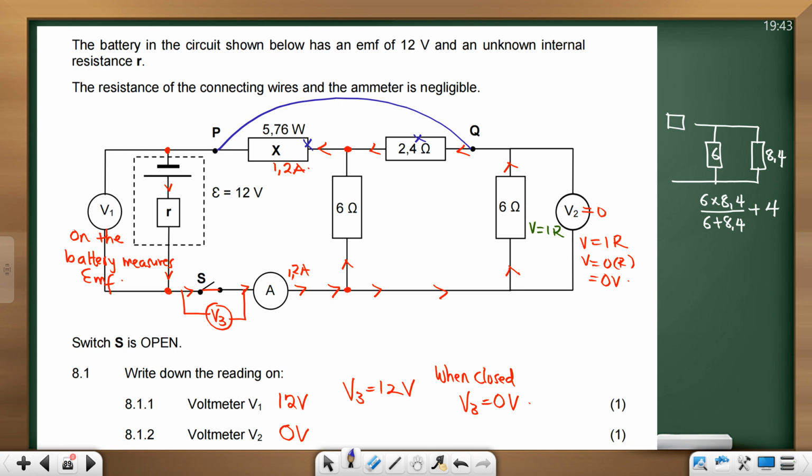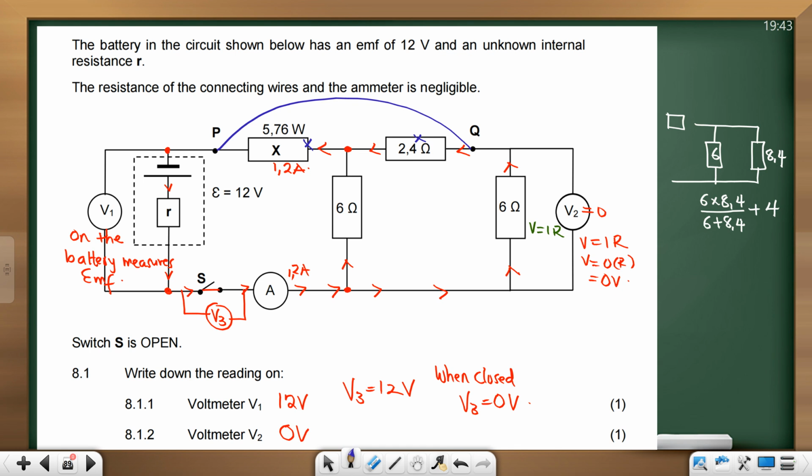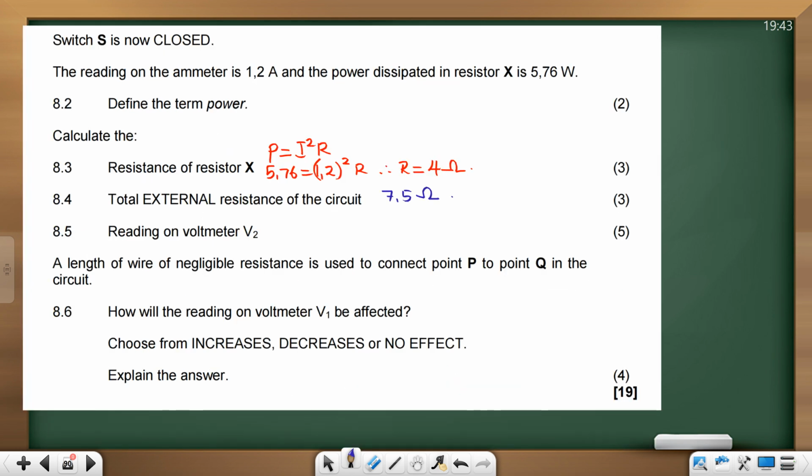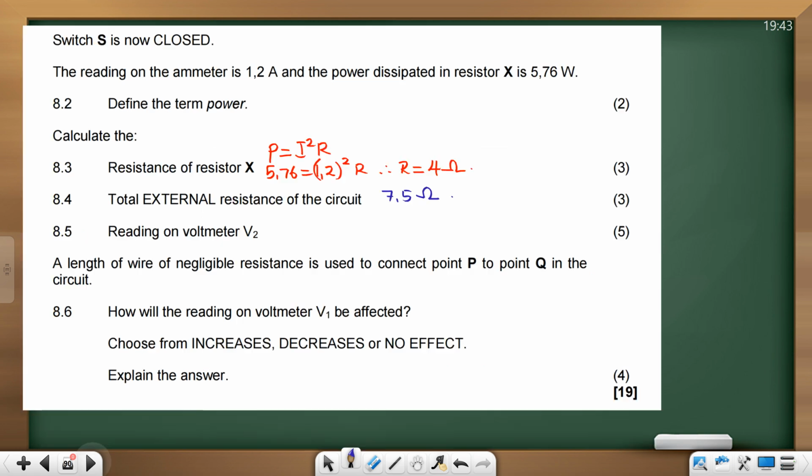Already I know two resistances are out. Let's see what the question is saying. The question here, we're going to use RIVE. How will the reading on V1 be affected? I told you it's RIVE. Look at what we are doing, guys. This is the main thing: I am removing a resistor here. This resistor is in series.